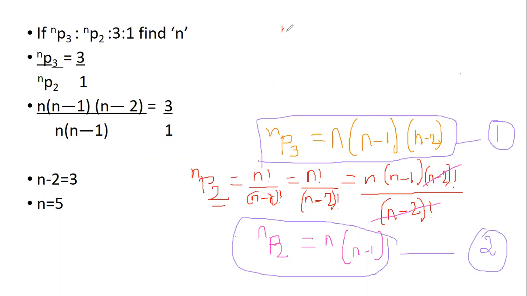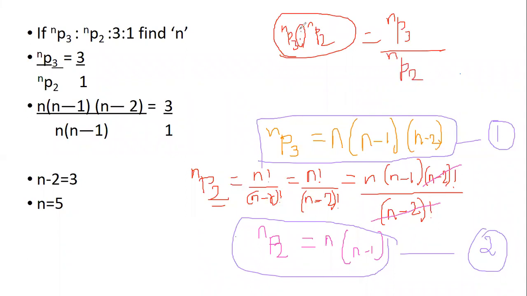Now the question says nPr 3 is to nPr 2. There is a ratio. nP3 is to nP2. I can also write this as nP3 divided by nP2. This ratio can also be written as division, and that is what I'm trying to do here. And the other side you have 3 is to 1. So since I write nP3 by nP2, I can also write this as 3 divided by 1.